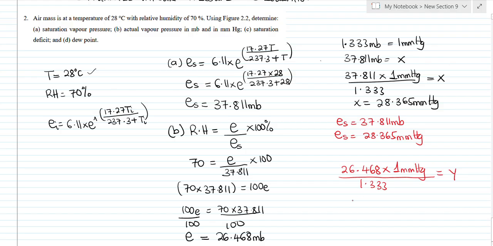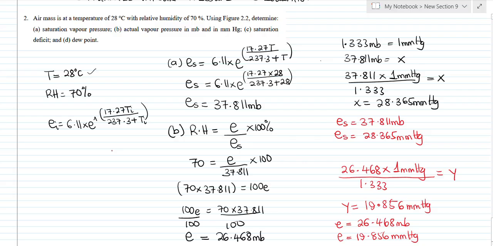That, let's say, is Y. So we are going to get Y to be equal to 19.856 millimeters of mercury. So in that case, the actual vapor pressure in millibar is 26.468 millibar. Then in millimeters mercury it is 19.856 millimeters mercury. All right.